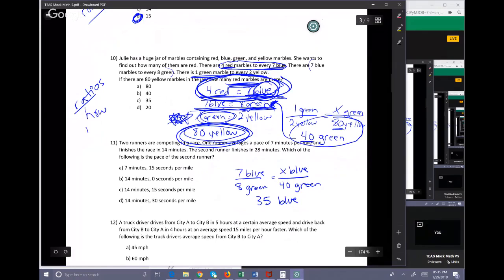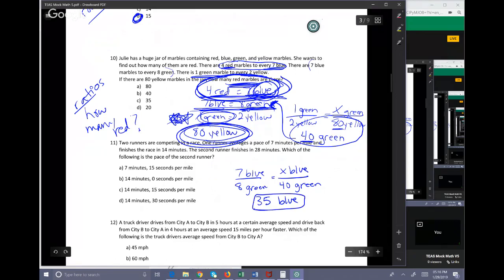How many red is the question? Always know that going in, because it's possible you don't actually have to use all the info. They could have given you a number of yellow and just asked you for green, and half of that would have been irrelevant. So always make sure you know what the question is. In this case, they did make us walk through every one of them.